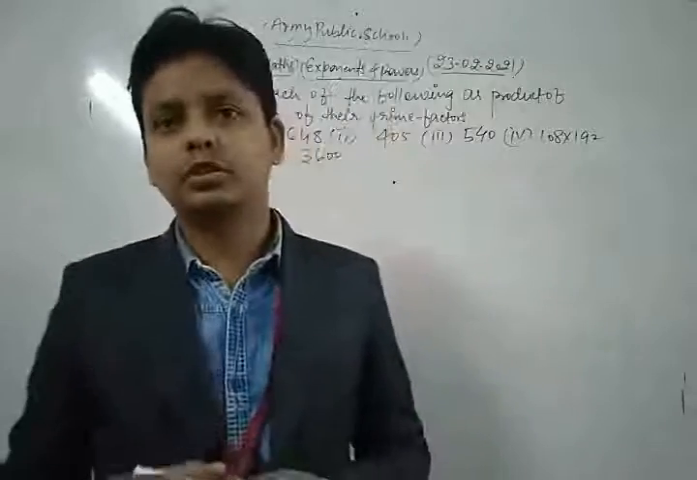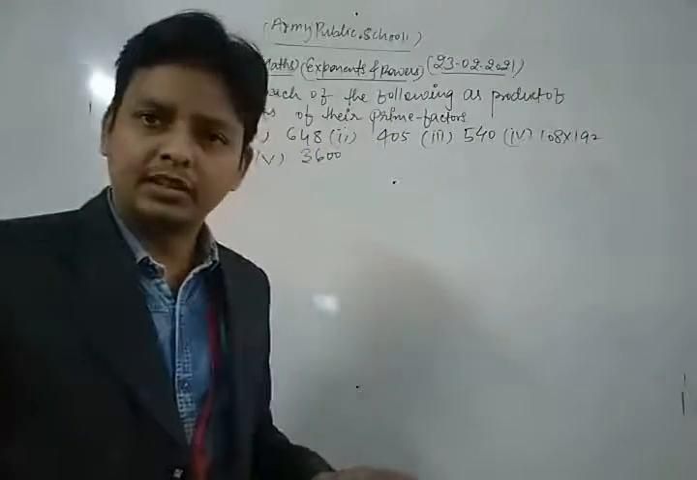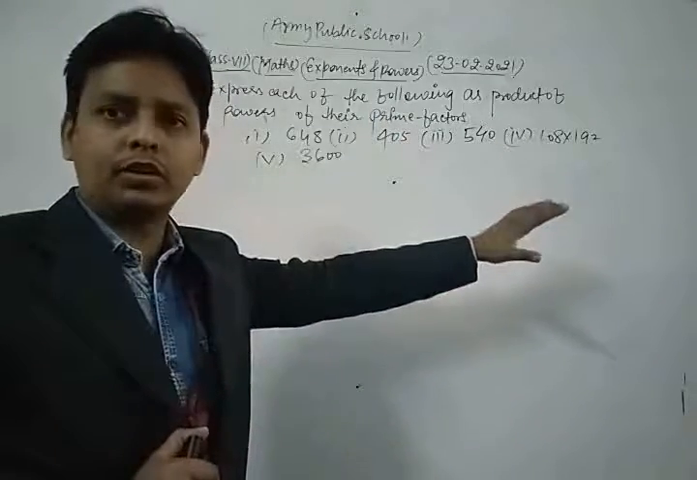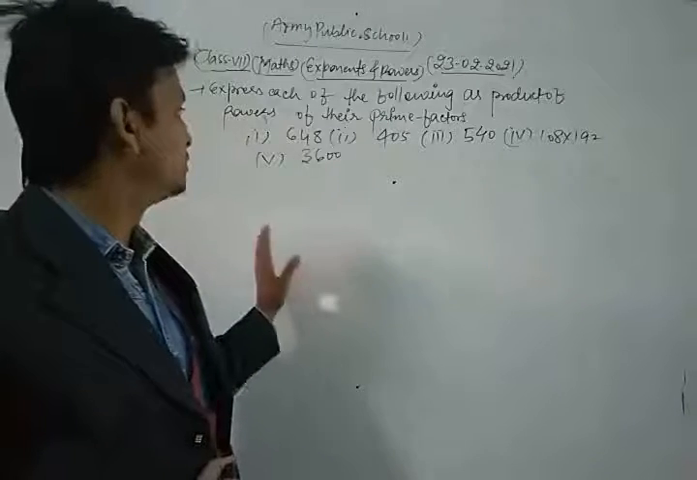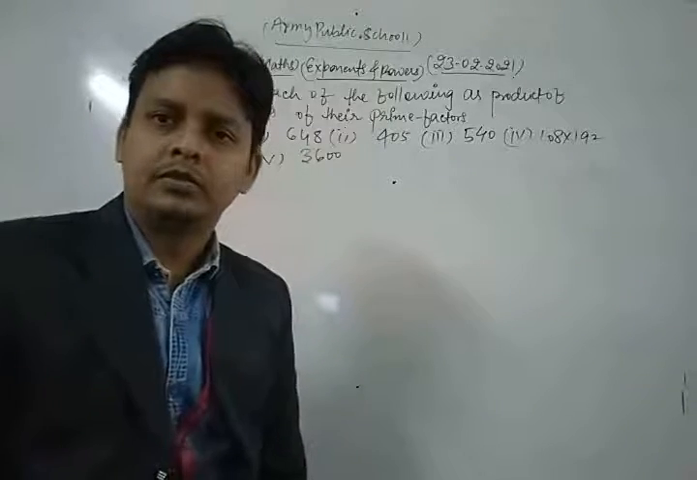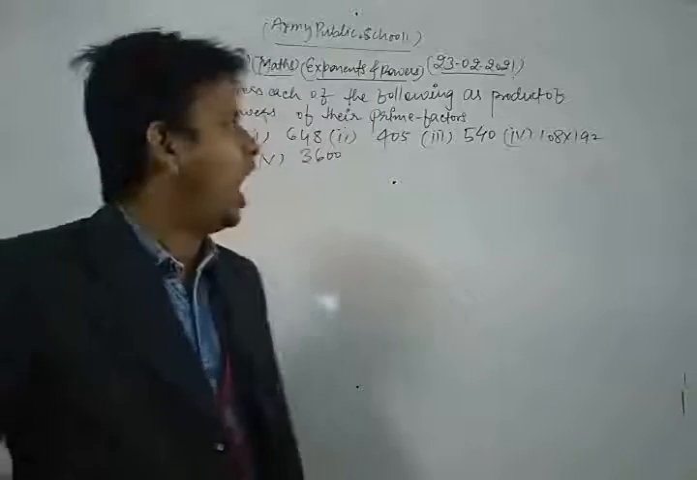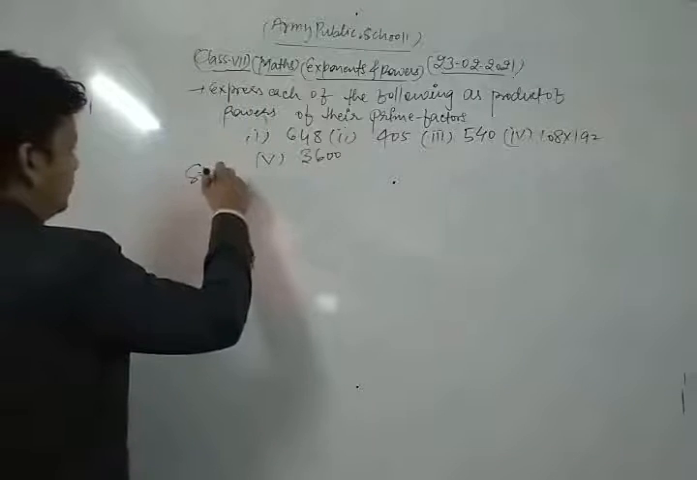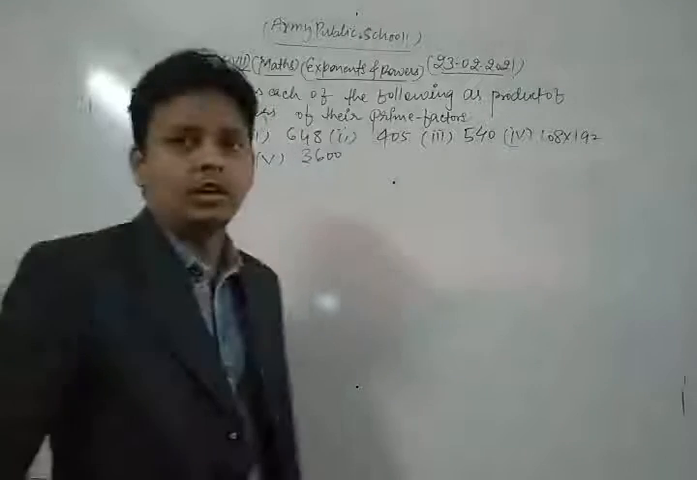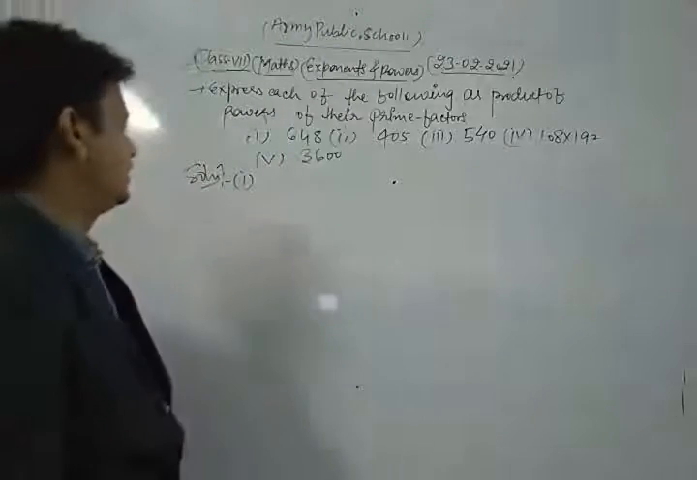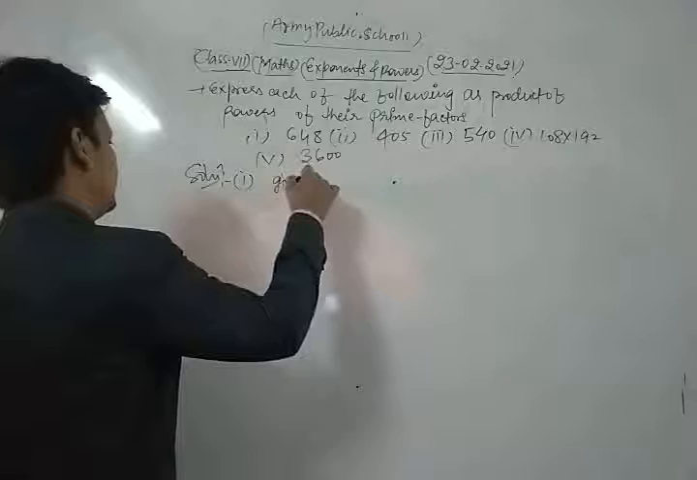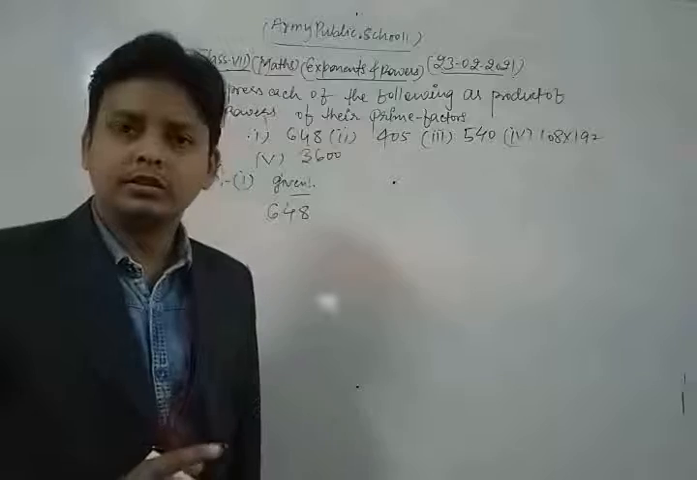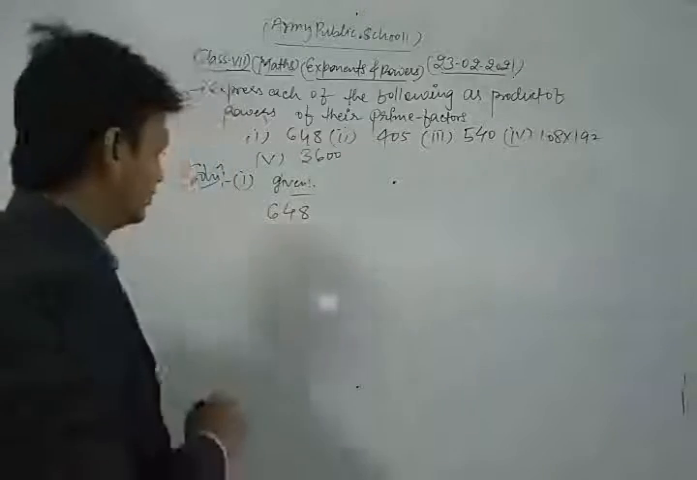In this question, dear friends, we express each of the following as a product of powers of their prime factors. Now let's see, we solve that question one by one. First of all, we take the first part of this question. This is given as 648. So first of all, we do its prime factorization. Okay, let's see.